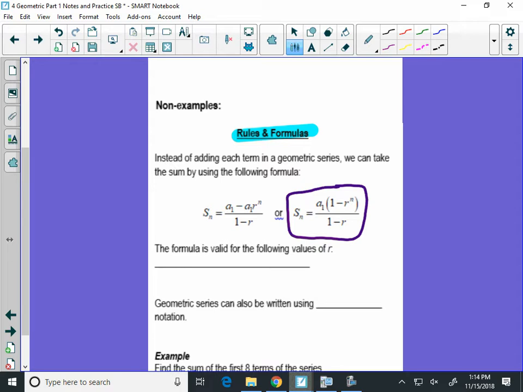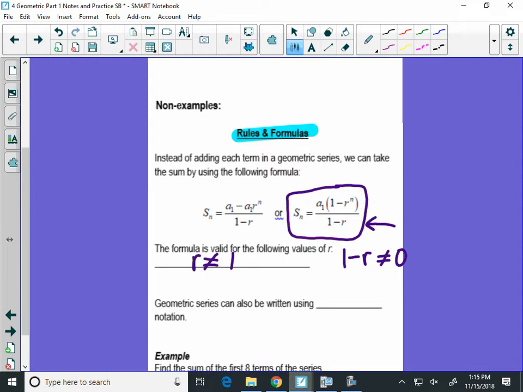So we have to think back to earlier this year. If I have a denominator of a fraction, what number can't be in general in a denominator? 0. This was on some of your tests last unit. So that means the denominator here, 1 minus R, can't be equal to 0. So what is R not allowed to be? 1. R cannot be 1. So the only time you can't find the sum is if your common ratio is 1.